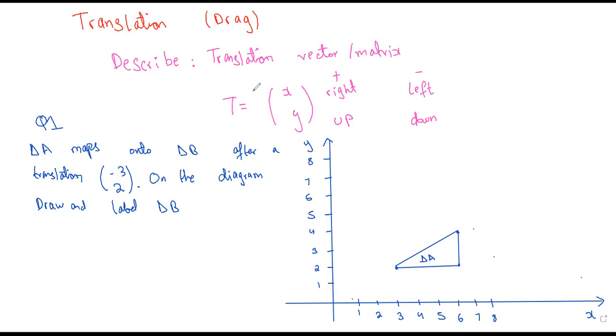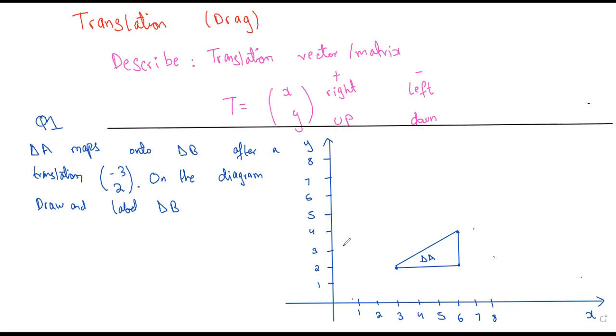Let's see if you are able to understand it using the question or not. It says triangle A maps onto triangle B after a translation of -3, 2. On the diagram, draw and label triangle B. Now, this is the question. Everything that is written in front of you is your question. So everything under the black line is the question. I'll make triangle B using green color.